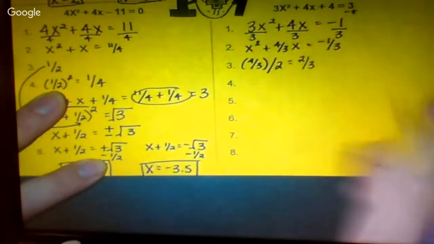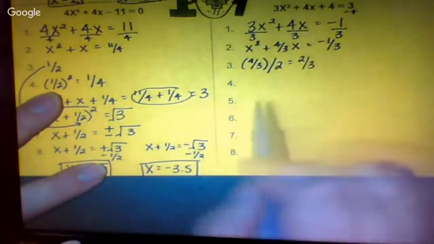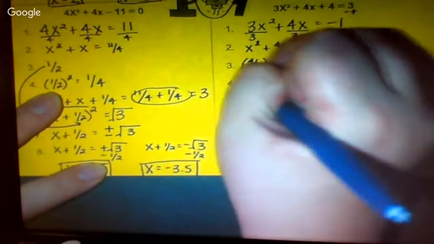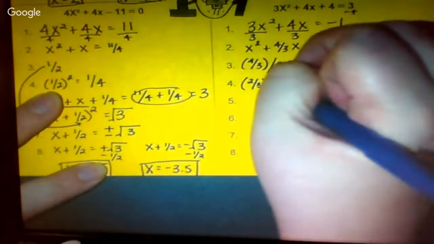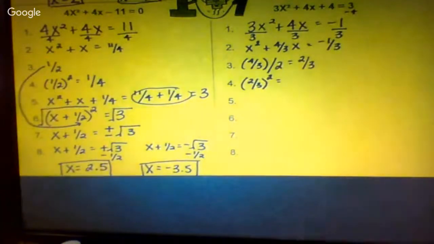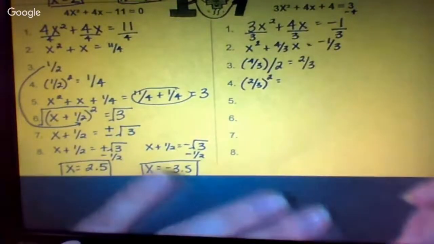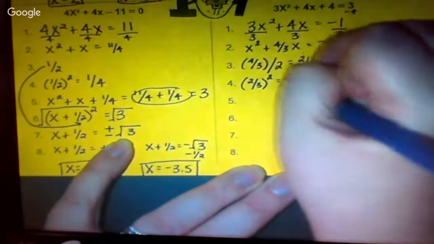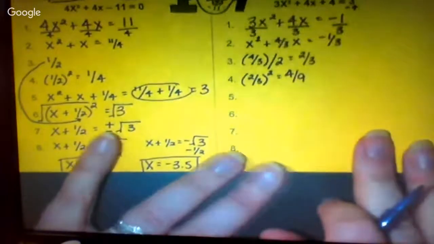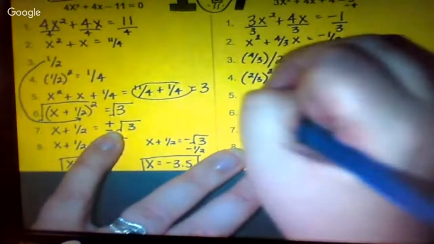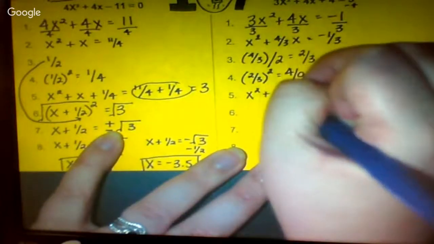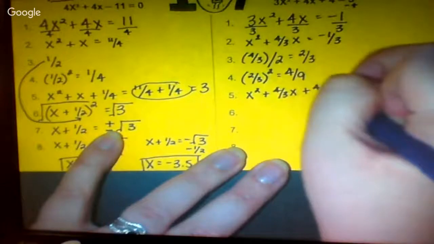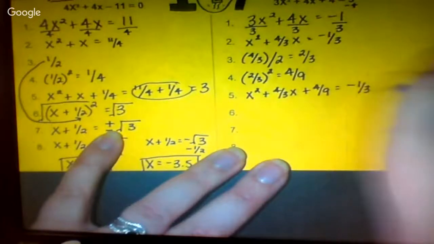Okay, so 2/3. Step number 4 says I need to square that value now. So 2/3, again, put it in parentheses and square it. What does that give me? 4 over 9. Okay. This value now gets added to both sides of the equation. So x squared plus 4/3 x plus 4/9 equals negative 1/3 plus 4/9.